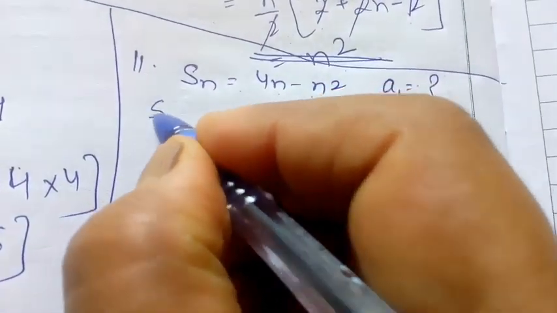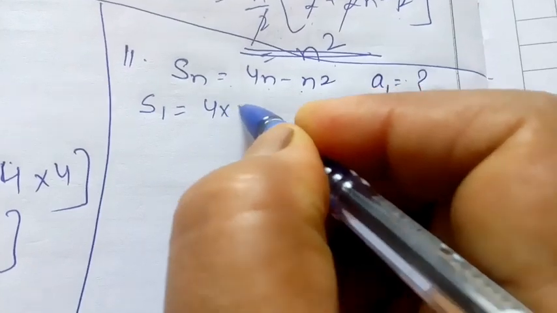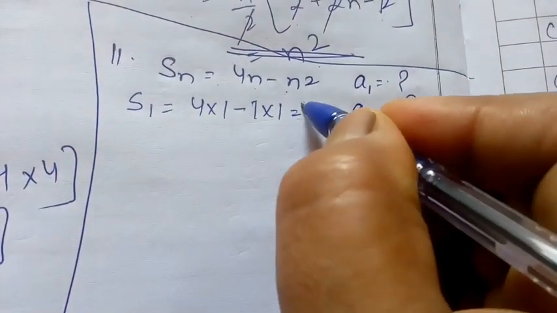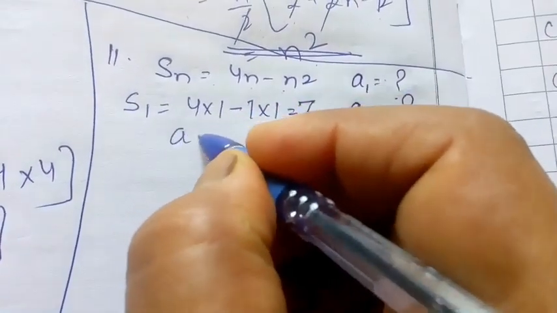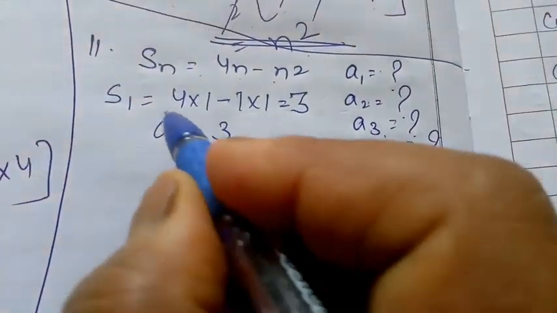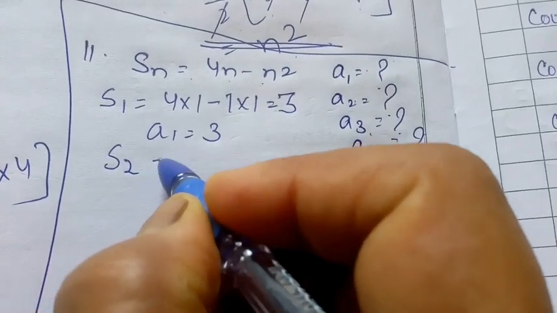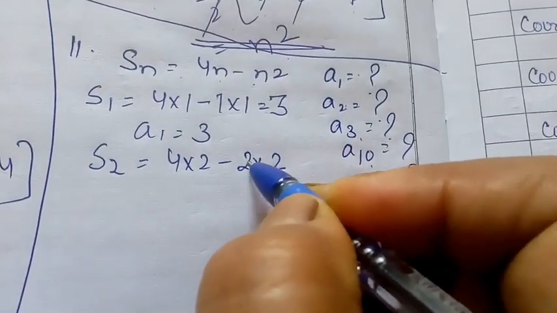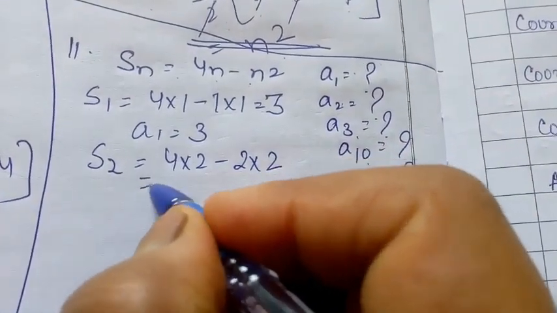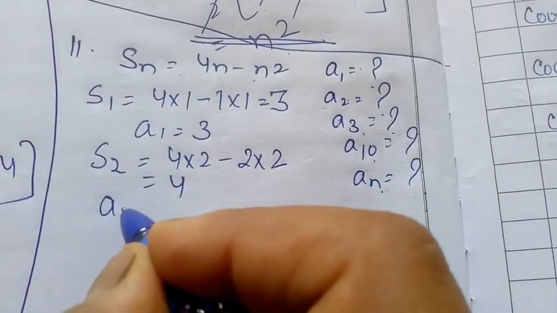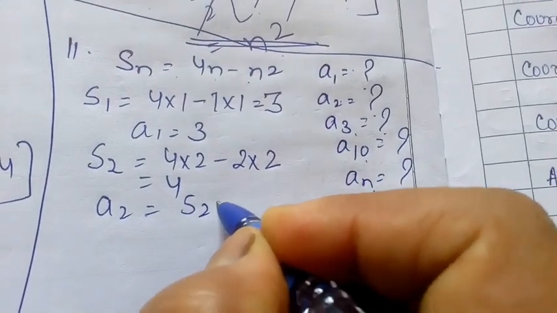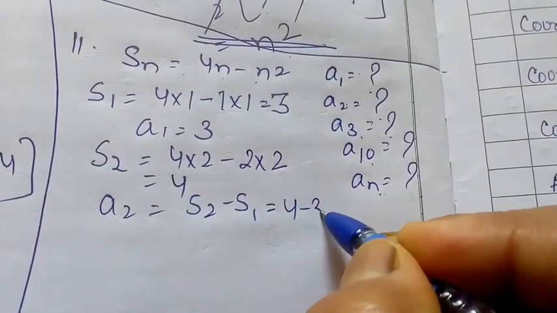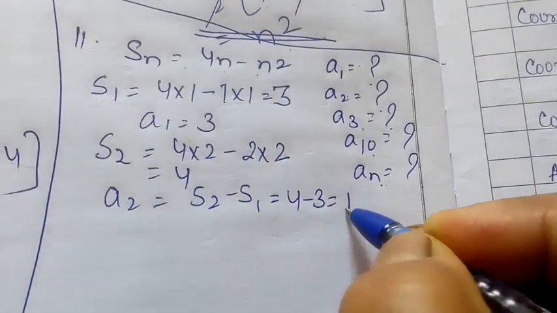If we put n equal to 1, sum of first term is 4 into 1 minus 1 into 1, 4 minus 1 equal to 3. This is a1. First term is 3. Next, n equal to 2, 4 into 2 minus 2 into 2, 4 twos are 8, 8 minus 4 equal to 4. Then the second term is S2 minus S1, it means 4 minus 3 equal to 1.